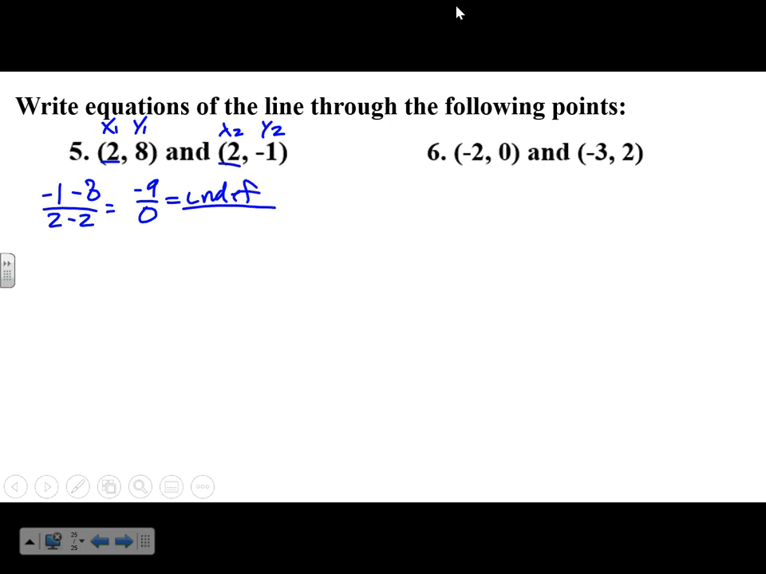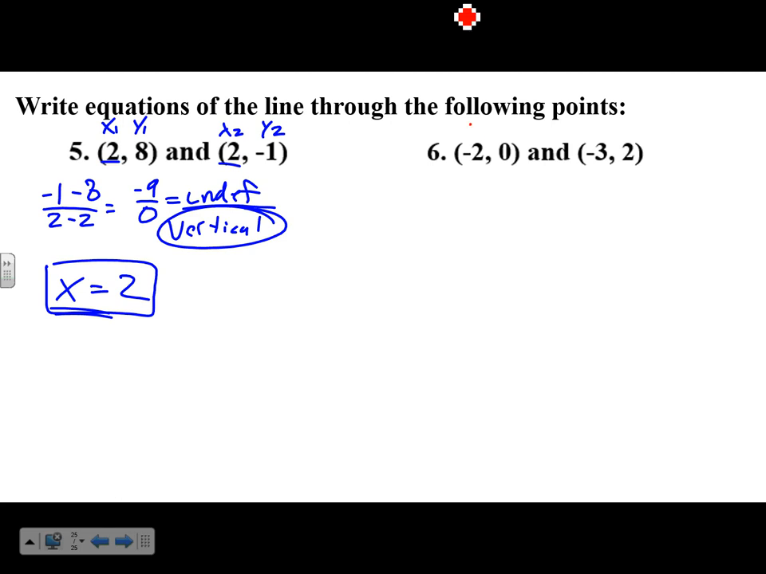So this equation is x is equal to something. Remember, if it's undefined, that's vertical. Vertical is always x is equal to something, so what's the x? Again, it doesn't matter which point you pick because the x is the same, so x is equal to 2. Every time it's vertical, it's just x is equal to 2.